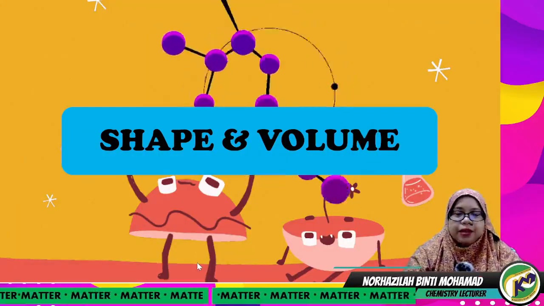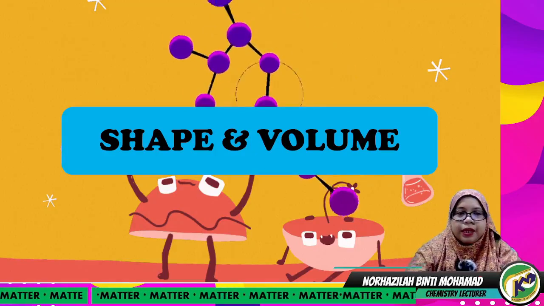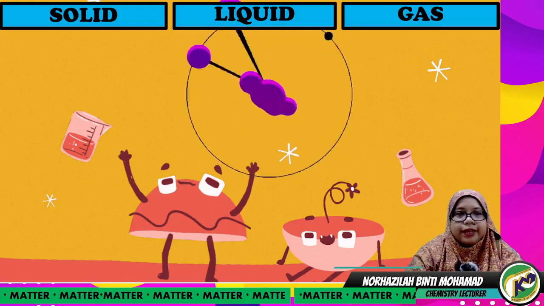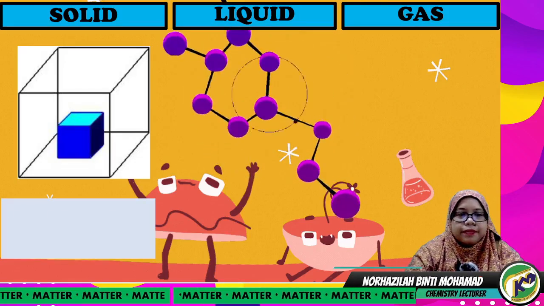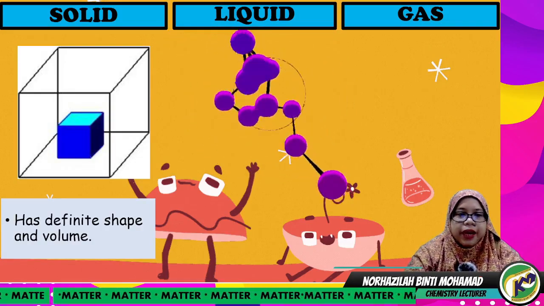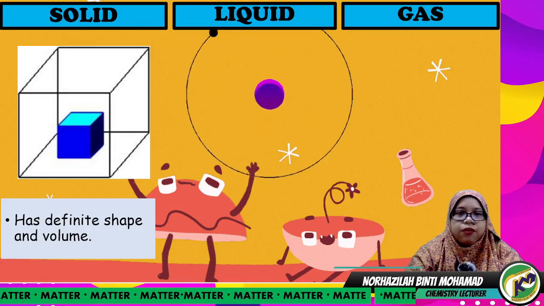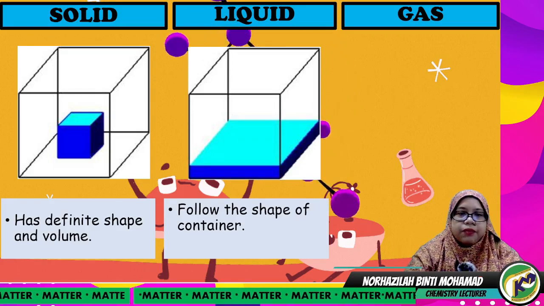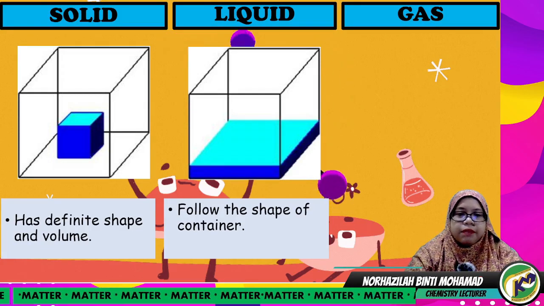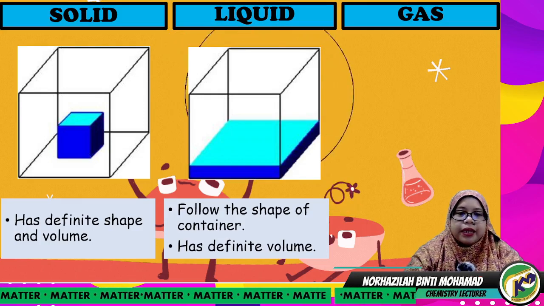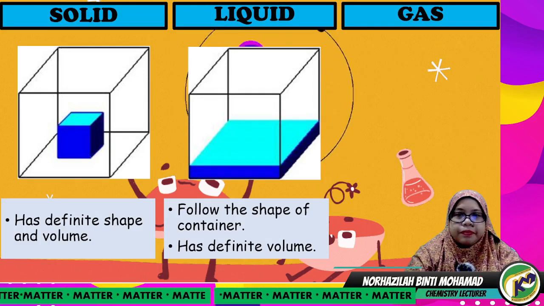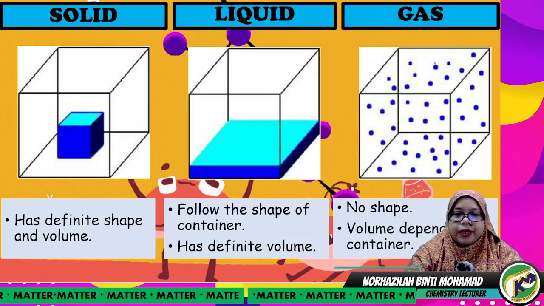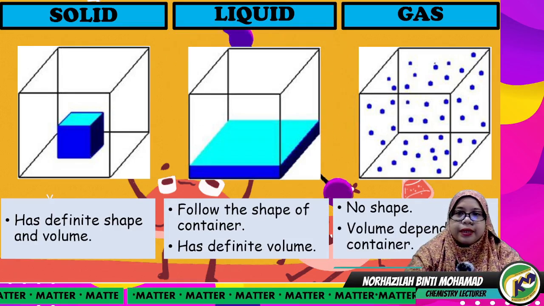Okay, as I explained using the examples earlier, how do we describe the shape and volume of solid, liquid, and gas? For solid, solid does have definite shape and definite volume. How about liquid? The shape of liquid will follow the shape of the container, and it has definite volume. How about gas? Gas has no shape, and the volume depends on the container.